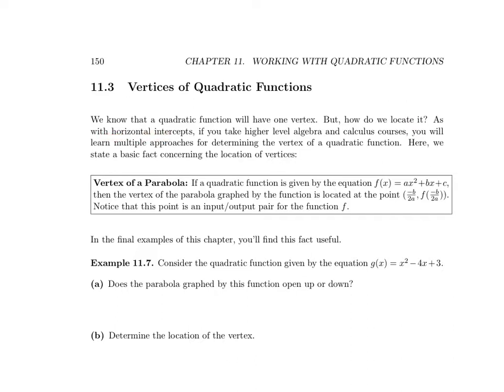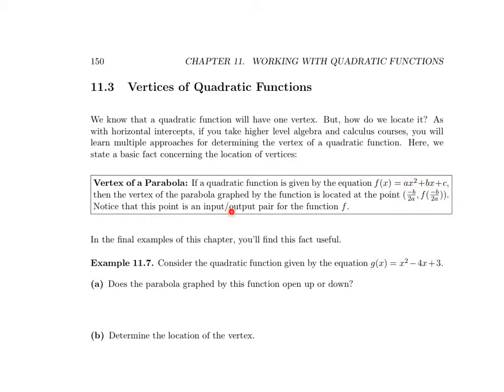As with horizontal intercepts, if you take higher level algebra and calculus courses, you will learn multiple approaches for determining the vertex of a quadratic function. Here we state a basic fact concerning the location of vertices. The location of the vertex of a parabola. If a quadratic function is given by the equation f of x equals ax squared plus bx plus c, in other words, the standard form of a quadratic function, then the vertex of the parabola graphed by the function is located at this point.